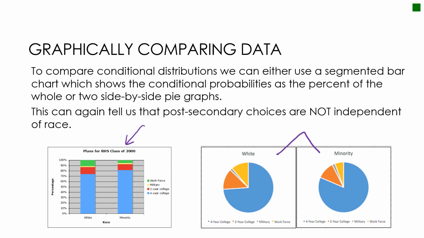So I can see visually that fewer minorities went into the workforce compared to white students. That red seemed pretty similar, the two-year colleges, but it seemed like whites went to two-year colleges more often, whereas whites definitely went to four-year colleges less often than minority students.